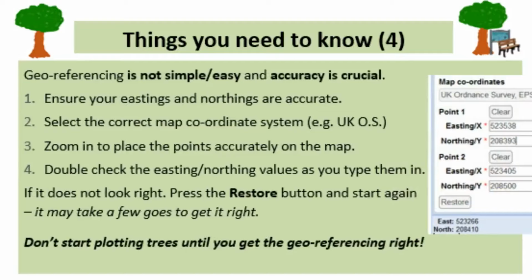Finally, georeferencing is not simple and accuracy is crucial. Make sure that your eastings and northings are accurate. Make sure that you zoom in and place your points accurately on the map, and double check all the easting and northing values that you type in. If it doesn't look right, press the restore button and start again. It usually takes me a few goes to get it right. Most important, don't start plotting trees until you get the georeferencing right.